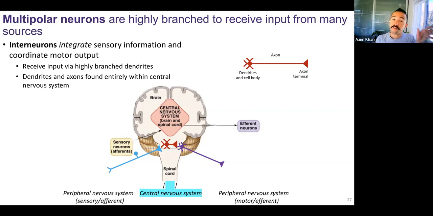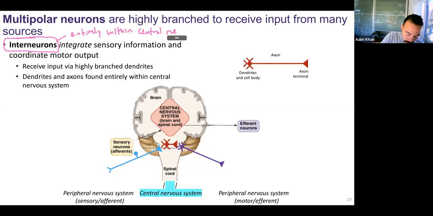Sensory neurons were either pseudo-unipolar, if it was somatosensory or visceral sensory, or bipolar shaped, if it was a special sense, like vision, taste, smell, stuff like that. When we talk about the neurons that are found exclusively in the brain or spinal cord, those neurons are called interneurons. An interneuron is found entirely within the central nervous system. And remember, our definition of central nervous system is brain and the spinal cord.